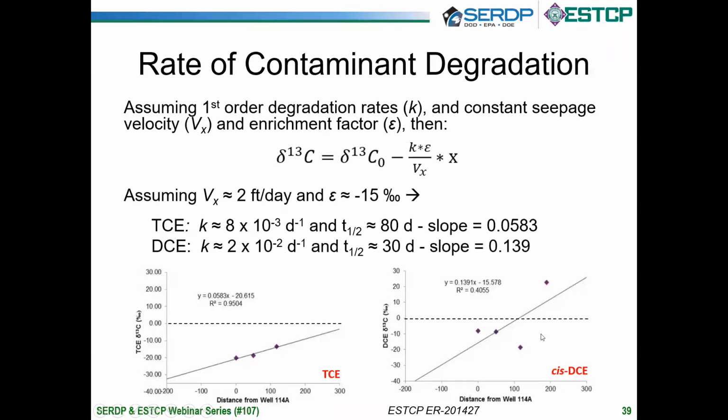Perhaps at a site like this, if you're truly interested, you do a snapshot first, and then if you see indications of this, you sample some more wells to try and fill this out a little bit better. But again, we have a slope here of the DCE isotopic enrichment as a function of distance down gradient.